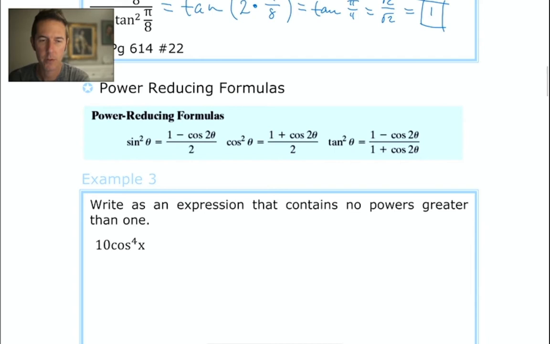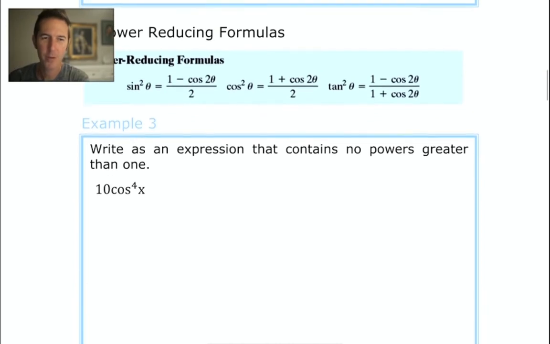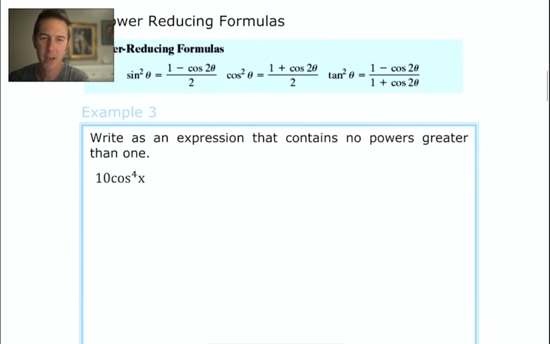Power reducing formulas. This problem gets a little bit involved, and there's one particular opportunity for you to kind of stumble, and I'm going to point it out to you. There's also some arithmetic involved in this problem, which involves common denominators. I know we don't like common denominators, but we're going to do our best anyway.